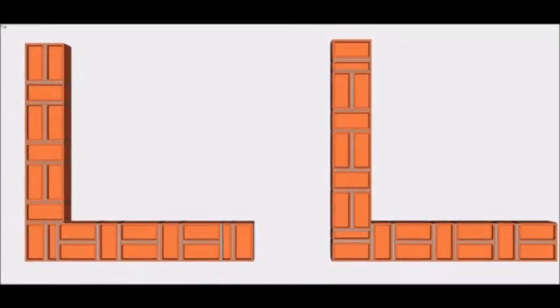In next part we will learn about the arrangement of double Flemish bond. Now in this part we will understand about double Flemish bond arrangements. Let's start with the arrangement of 1 brick thick wall in double Flemish bond. Here are the 2 courses of double Flemish bond in 1 brick thick wall.